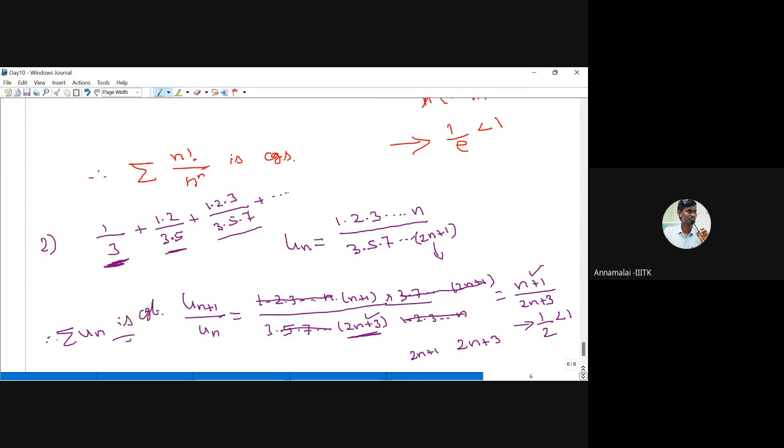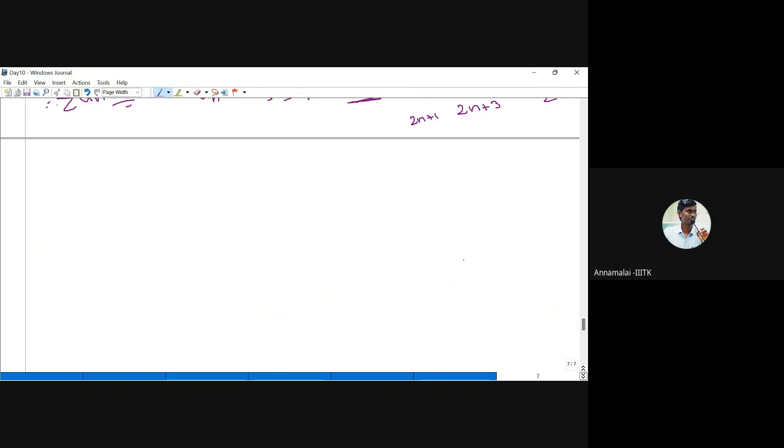Got it? So sometimes they will give the series like this, with the nth term. Sometimes they will not give the nth term. You have to find the nth term and then apply the D'Alembert ratio test. Okay, any doubt in this? Sometimes they give some unknowns, some x or alpha in that series: for what values of x does the series converge? Okay, that is the next thing.